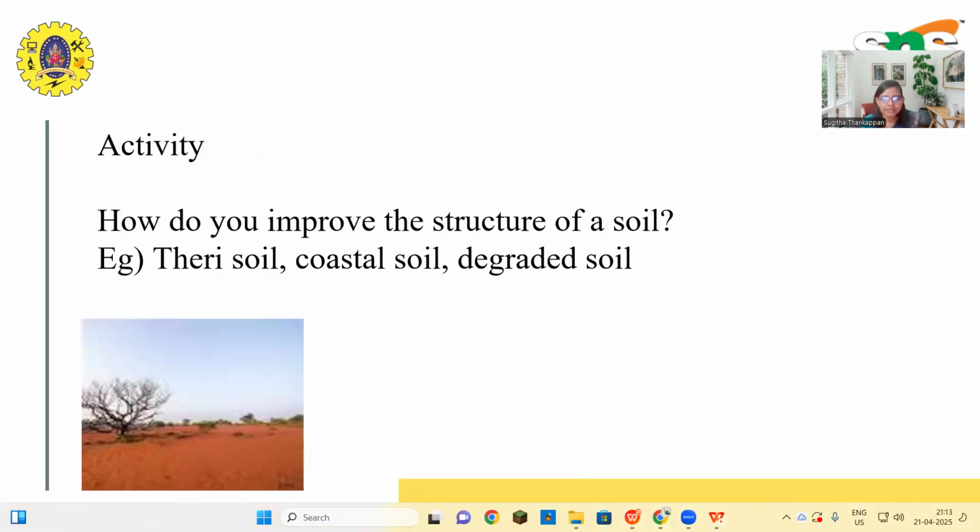You can attempt an activity. There you can see many soils which are not in good structure, for example, tarry soil, coastal soil and degraded soil. You can consider different types of such soil, and you can think about a plan for how to improve the structure of the soil, and you can get back to me with your results.